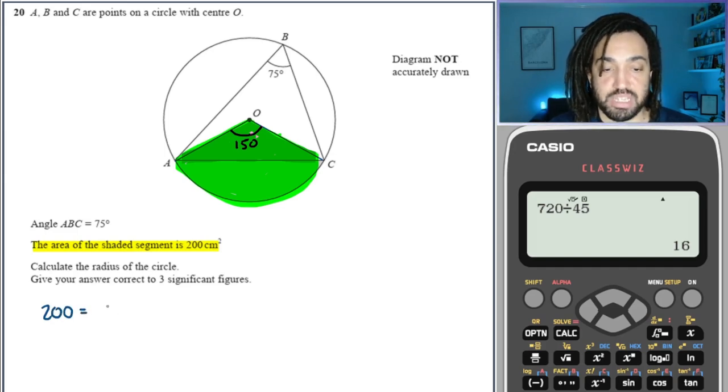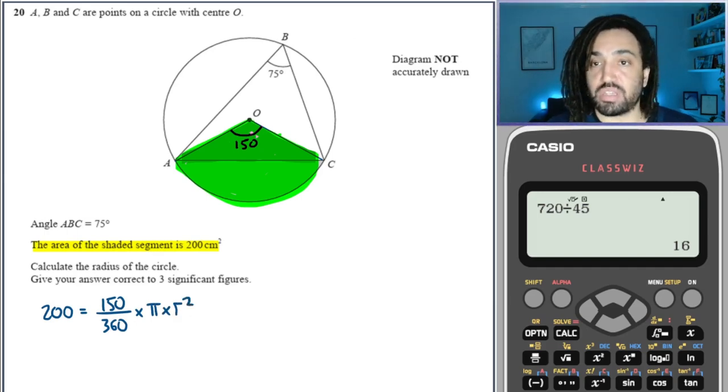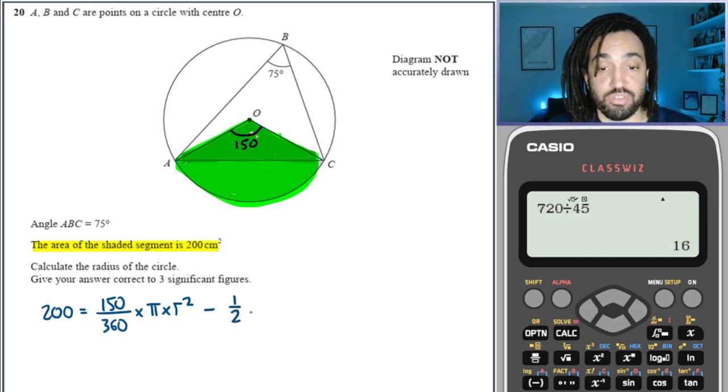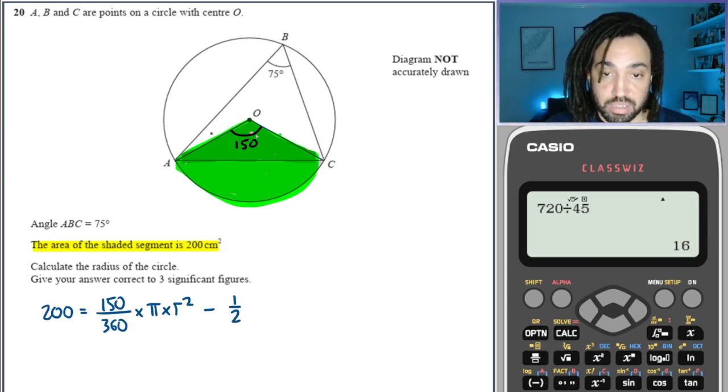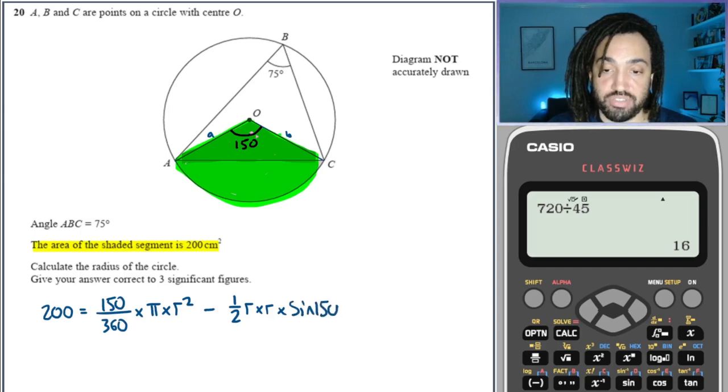So 200 should be the area of the sector, which is 150 over 360, times by the area of the whole circle, which would look like this. So that's the area of the sector. And then we're going to subtract the area of the triangle. Now we're going to use the area of a triangle formula, which is a half ab sine capital C. So it's going to look like r times r times sine of 150.